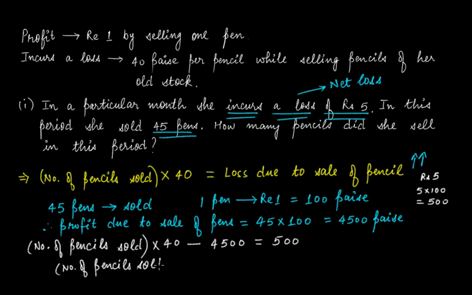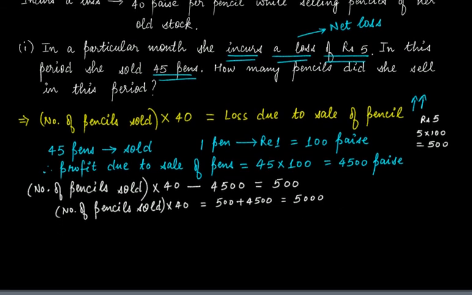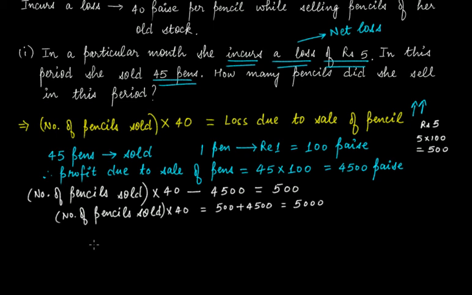sold times 40 will be equal to 500 plus 4500, and this will be how much? If you add this one, this will be 5000. Okay, now this will become 5000, and then you calculate it.